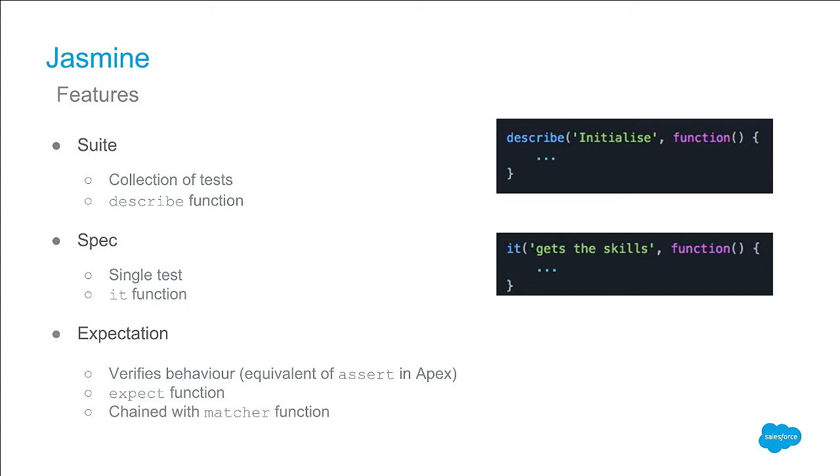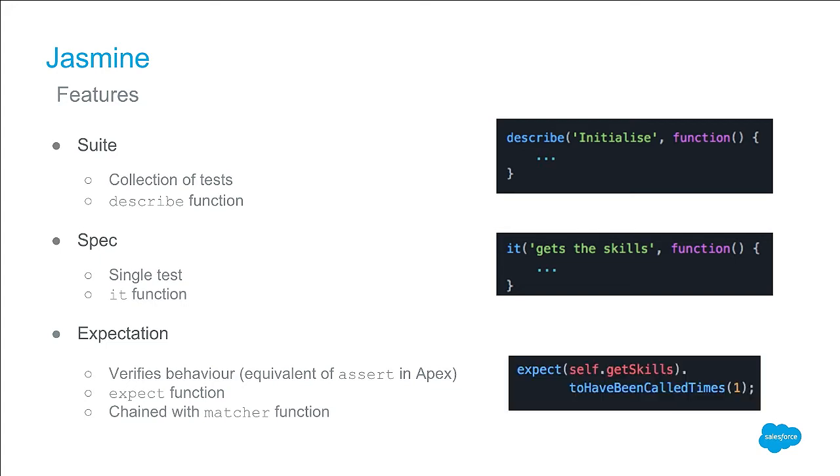So in this case, it gets the skills, and then there'll be a function which actually does the testing. And then you have the expectation, the verification. Anyone that's written Apex unit tests, this is the equivalent of the assert call. So it's the expect function, and you can also chain this with a matcher function. A matcher function is anything which verifies behavior. So I've got my expectation. Self.getSkills is the thing that I apply it to. I'm expecting the self.getSkills method to have been called once. And then my matcher is toHaveBeenCalledTimes(1).